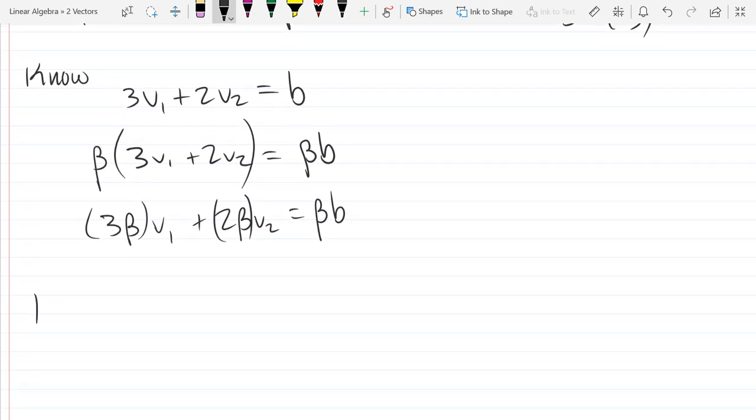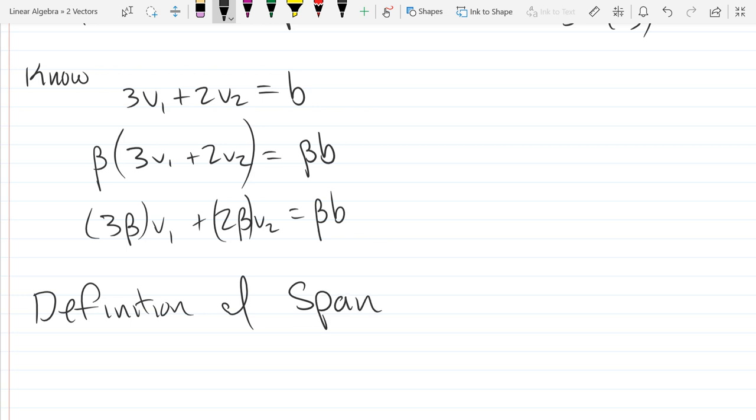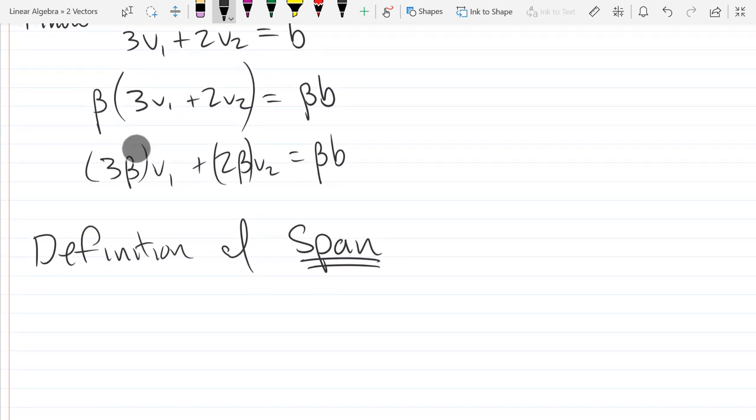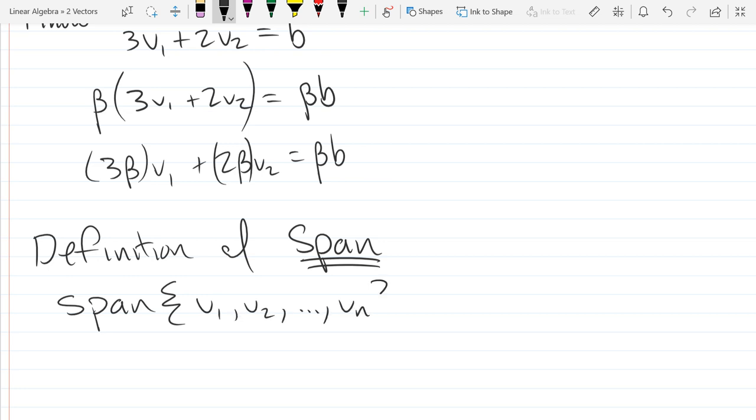So it's time for the definition of span. Span takes multiple vectors, so it's going to be all linear combinations of these vectors.